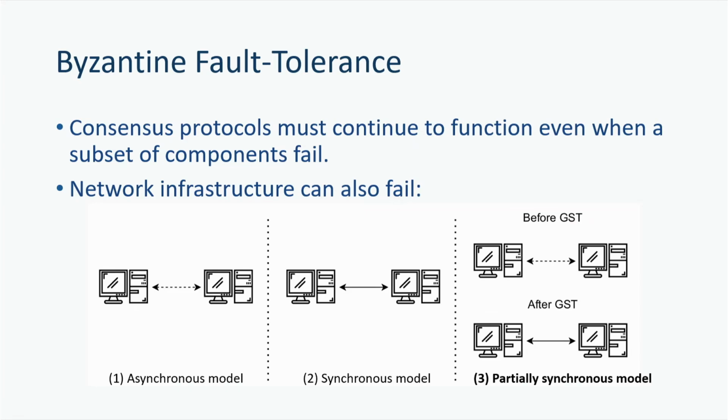In this work, we mostly focus on the partially synchronous model, which says there is an unknown time point called the GST. And before GST, the network can arbitrarily drop or delay message delivery. But after GST, the network must deliver all messages within a known time bound. Let's call it delta.